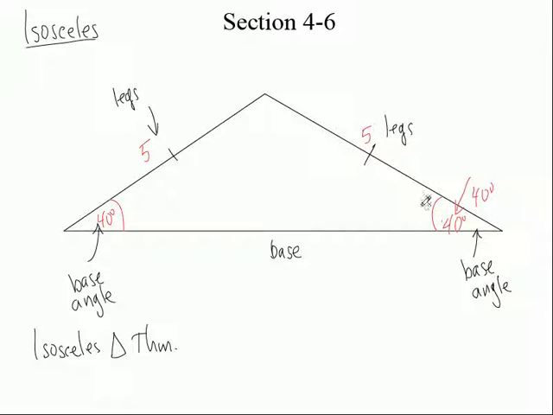It's 100 because 40 and 40 is what? 80. Take 80 away from 180, right? So what's this going to be? It's going to be 100 degrees. So there's all kinds of things you could find with this, right? So if they tell you that these two sides are equal, these two angles are equal, and you can find that third angle as well.